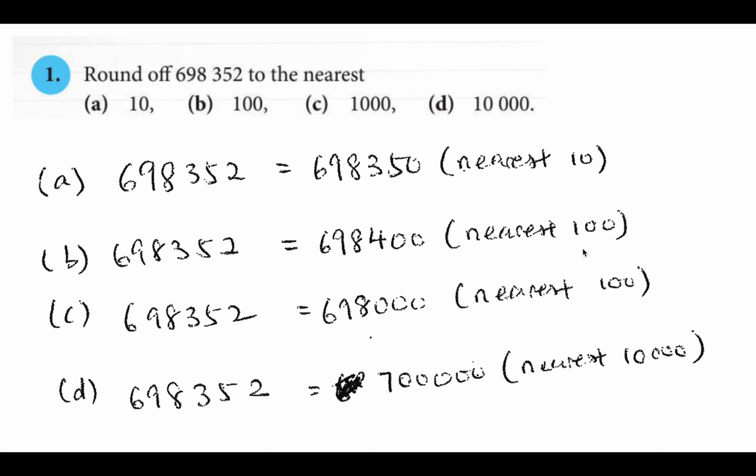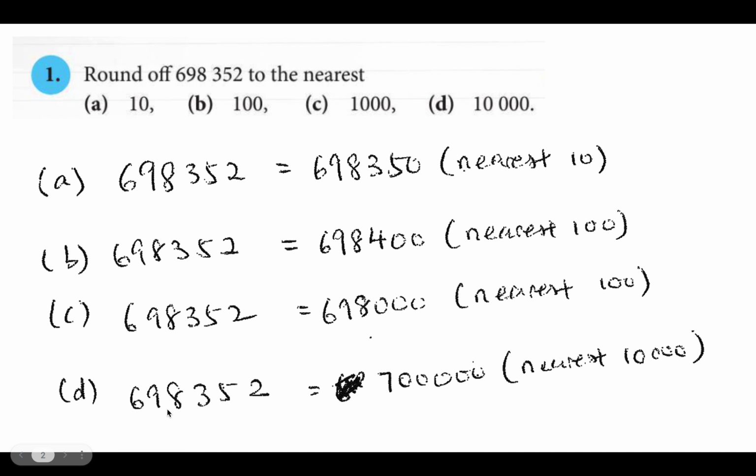Similarly, nearest 100, we end up with 352. When we round off, it becomes 400. So 698,400. Next one, nearest 1,000. My apologies, here should be another 0 for nearest 1,000. I left it out. So we have 8352. When we round off, it becomes 8,000. So 698,000.